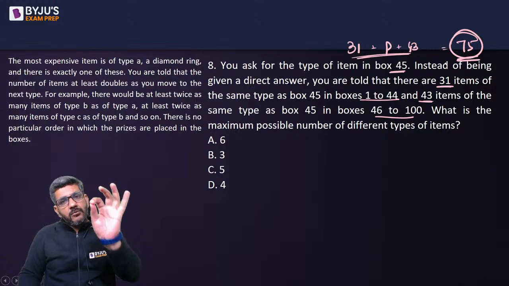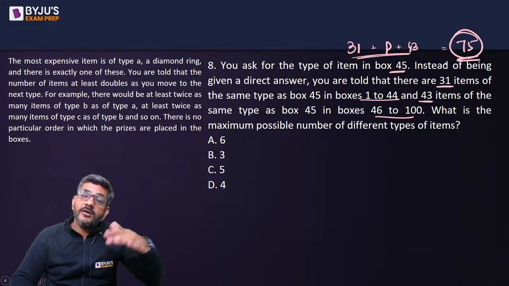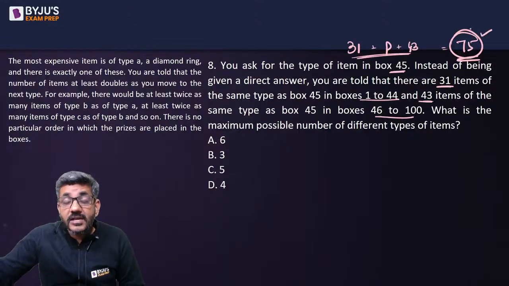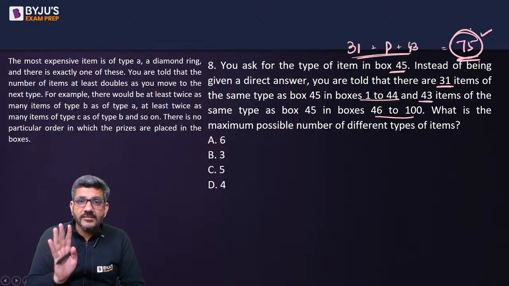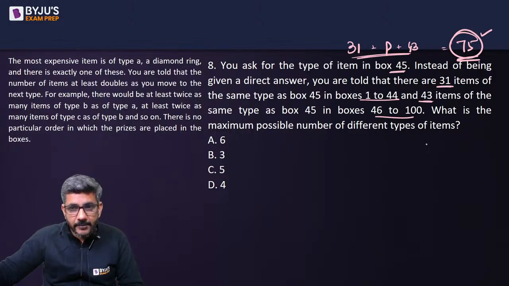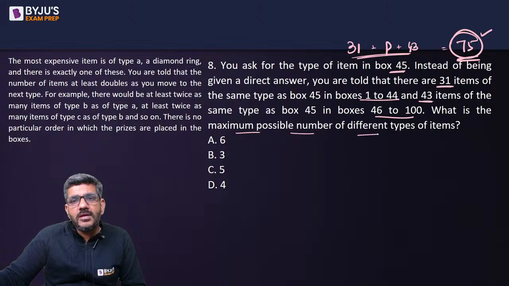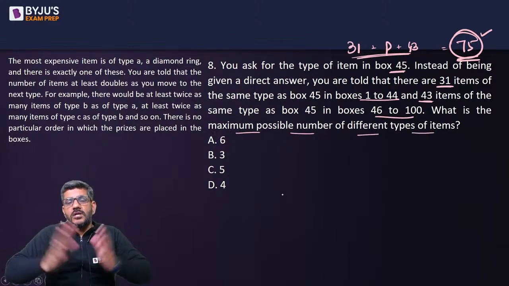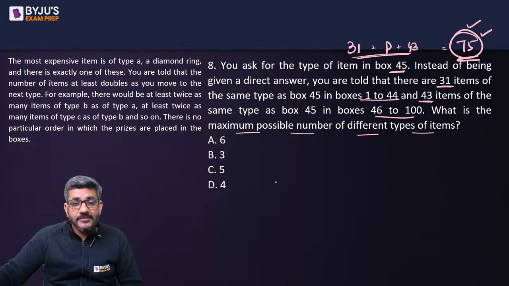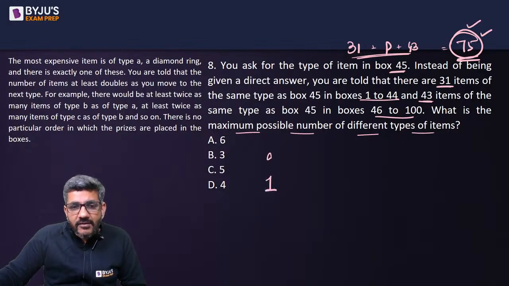One is type P in box 45, and 31 of the same type before it and 43 after it. So in total we have 75 prizes of one single type. What is the maximum possible number of different types of item? We have to maximize the total types, how many can there be. One type has 75, so that is A1.